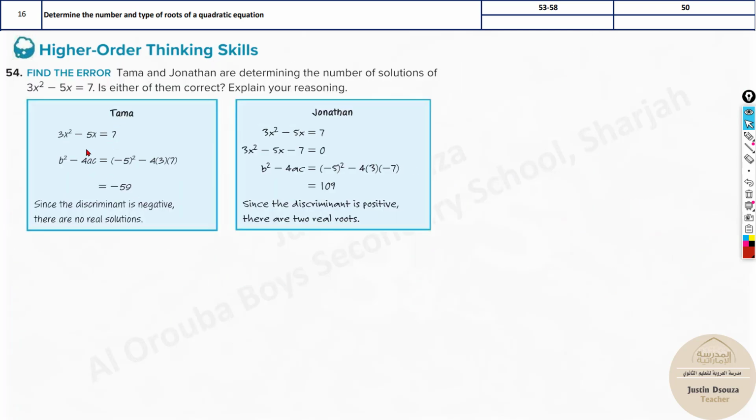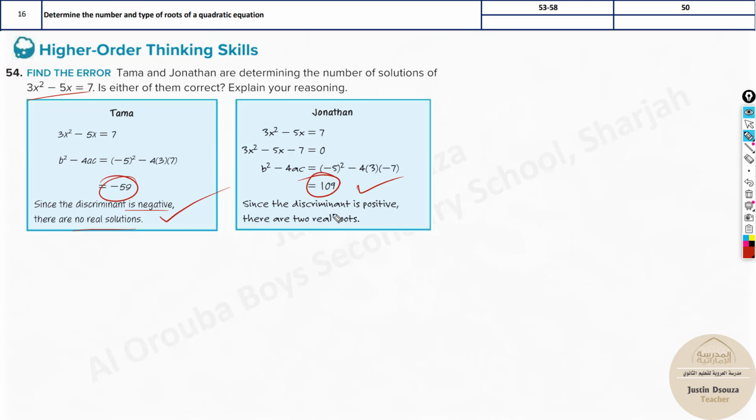Now the next one is about finding the error. Let's look at this problem. Here you can see Tama is doing certain calculations and Jonathan is doing certain calculations. Oh no, sorry, they're doing the same calculations. They're finding the discriminant and trying to find what exactly is the solution. Here Tama has got negative 57, so negative means no real solution. And over here, Jonathan, both are doing the same problem. They are getting different answers. I'm not sure which is correct. We will find out in a while.